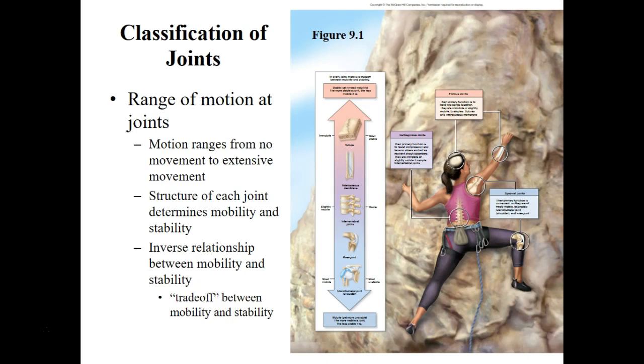A more freely movable joint is going to be less stable than a less movable joint. So if you have a very immobile joint, like a synarthrosis, it's going to be a very stable joint. You're not going to have a lot of slipped bones in that type of joint. Whereas if you have a very mobile joint, it's less stable and it's more likely going to come out of socket. Does that make sense?